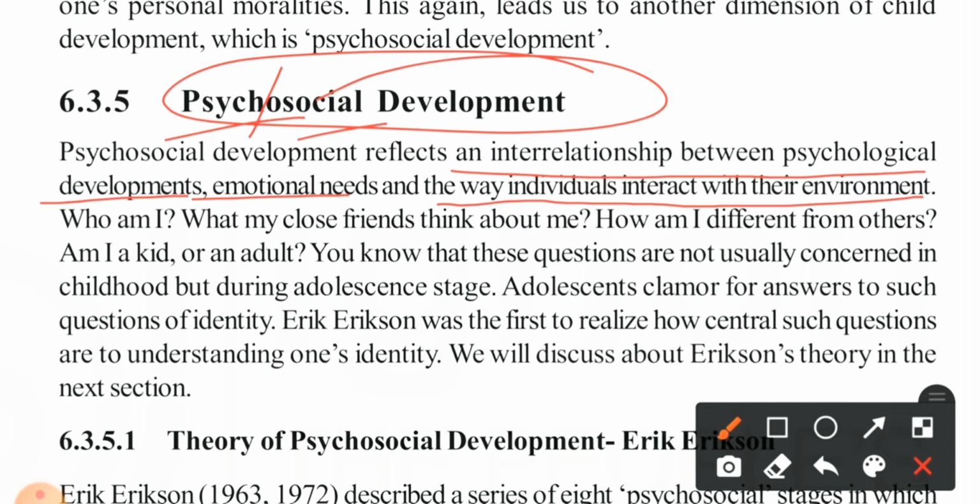At this stage, the questions that arise in the mind of a child are like: who am I? What do my close friends think about me? How am I different from others? Am I a kid or an adult? At this stage, it is very obvious for this kind of question to arise in the mind of a child. All right. Now we will discuss what the psychologist Erik Erikson said about it.